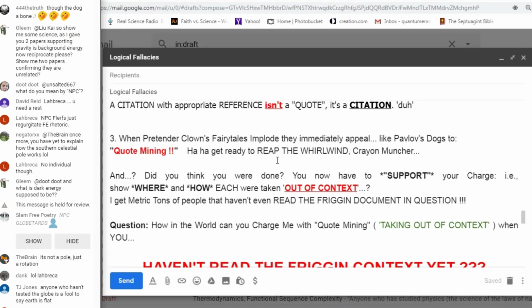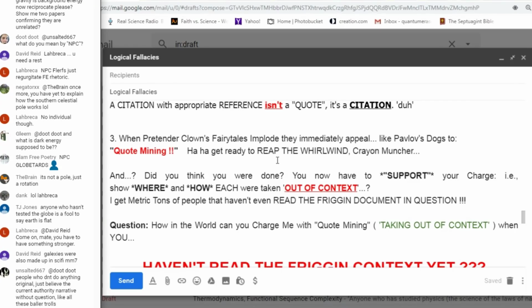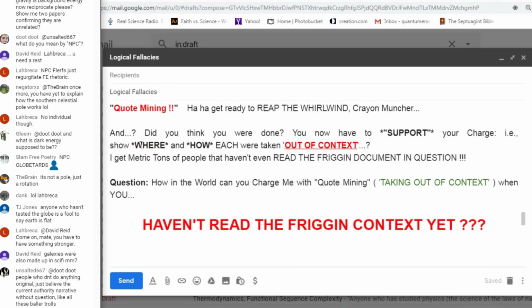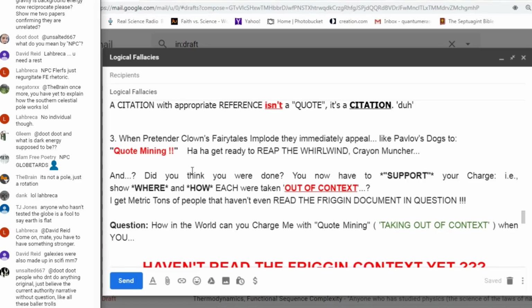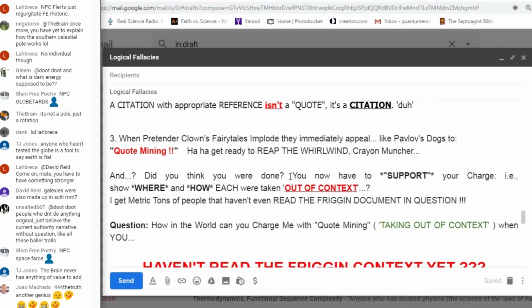Number 3, when pretender clown fairy tales implode, they immediately appeal, like Pavlov's dog, to quote mining. And like I said, I yearn for it. So get ready to reap the whirlwind if you haven't already. This is my response. And did you think you were done? You now have to support your charge. That means as soon as you say quote mining, you now have to support that claim.